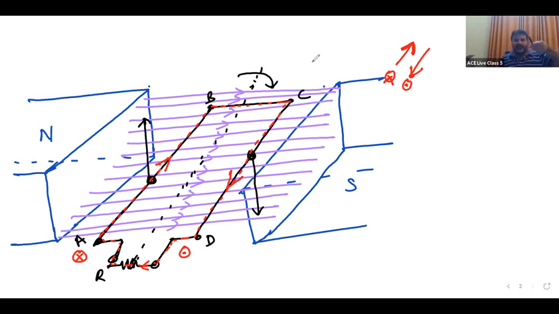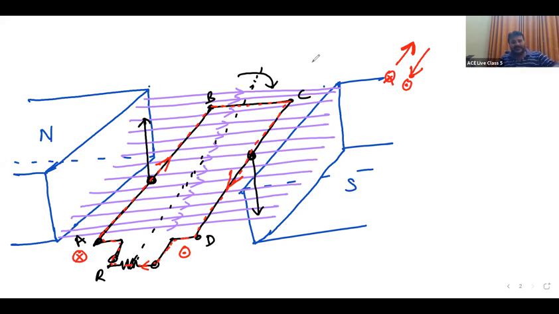Whenever this conductor AB is under the north pole, it is cross, but while it is coming under the south pole, conductor AB is going to be dot. CD will be cross. When the conductor is rotating, right now I am showing under the north pole cross. While it is coming under the south pole, it will be dot again.